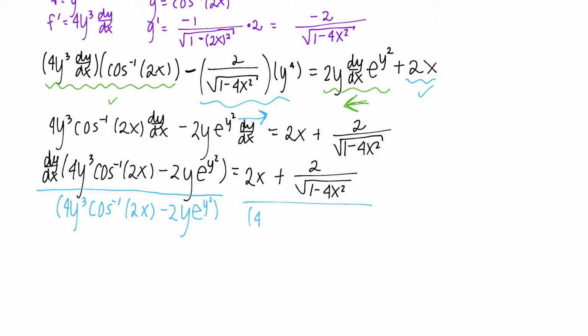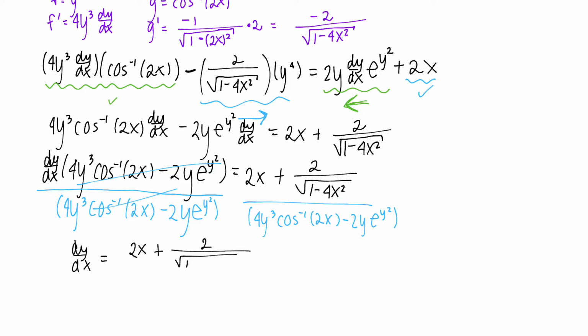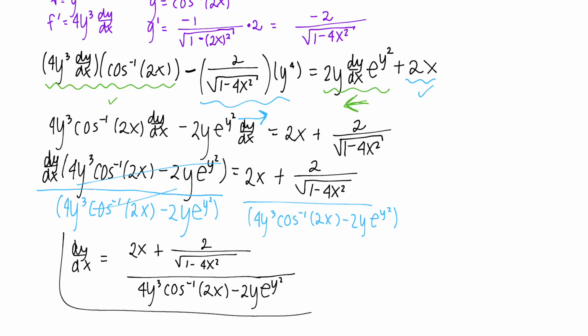So we are dividing by all of that on both sides. And this cancels, leaving us with dy/dx equals 2x plus 2 over the square root of 1 minus 4x squared, all over 4y cubed cosine inverse of 2x minus 2y e to the y squared. And that is your final answer.